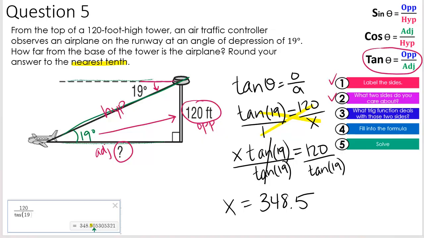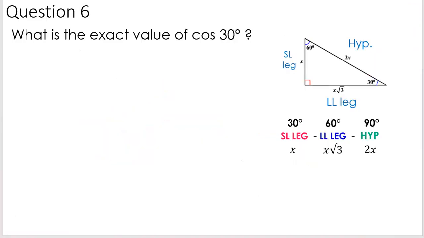Okay. Next question. What is the exact value of cosine of 30? Okay, so we've got this. You have cosine of 30. That means that you have an angle, you have a special right triangle, right? Of 30, 60, 90. Okay, now, cosine of 30. So this is my angle. So here's what I'm dealing with, right? Okay, now let's think about this.